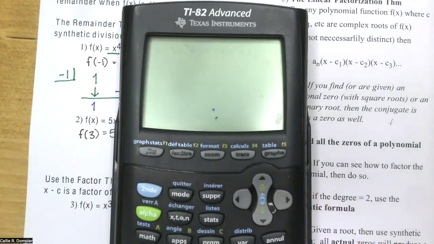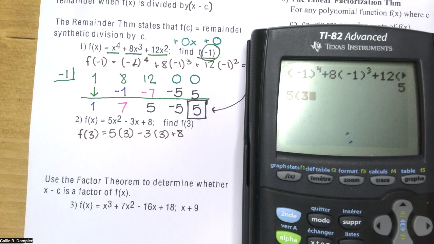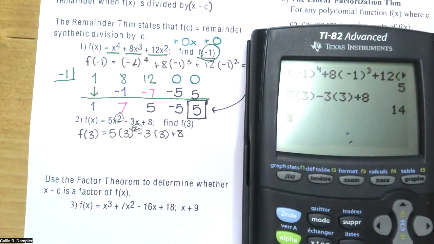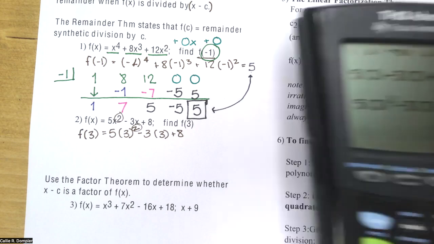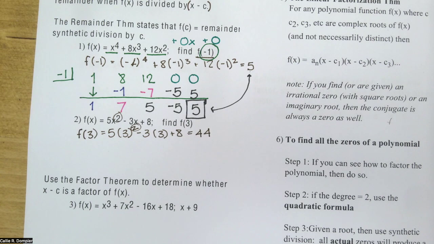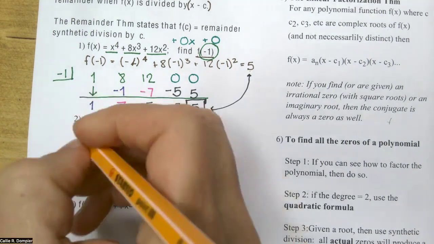Put that into my calculator. 5 times 3 minus 3 times 3 plus 8 gives me, oh, sorry, I forgot to square that. Okay, let's redo it. 5 times 3 squared minus 3 times 3 plus 8 gives me 44. Good. So that was just plugging 3 in for x. Or synthetic division. Let's do another example of synthetic division.